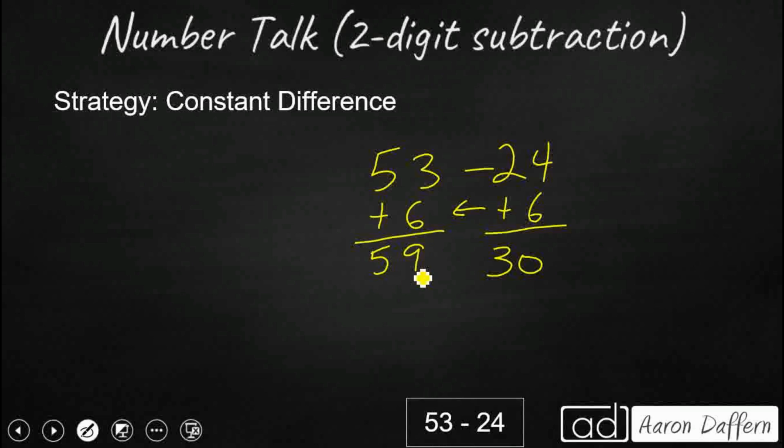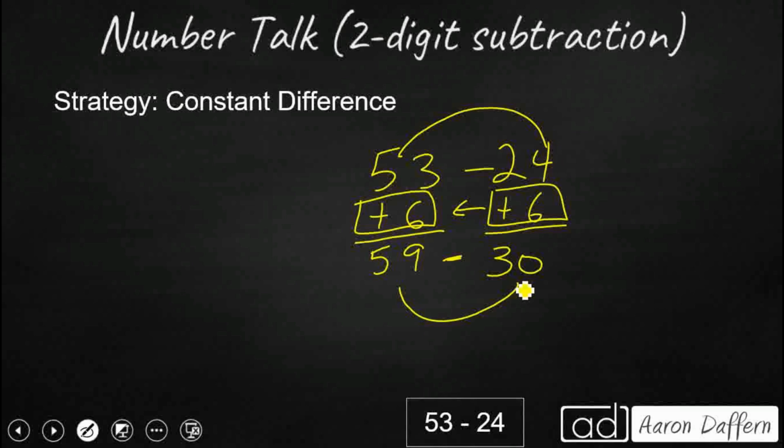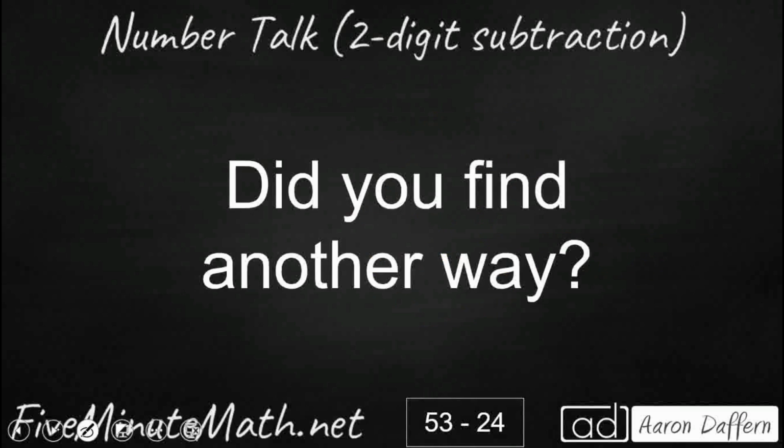So we have a brand new problem. 59 minus 30. But it's a balanced expression because we added 6 to both terms, minuend and subtrahend. And guess what? The difference between 53 and 24 is the exact same as the distance between 59 and 30 because I added 6 to both terms. Look how much easier this is though. 59 minus 30. That's just 29. No regrouping necessary because I got my ones digit in my subtrahend to a 0.